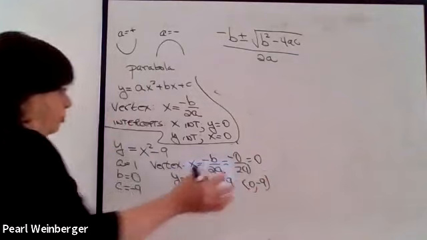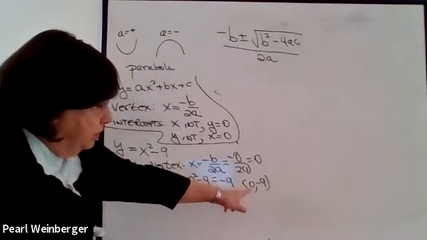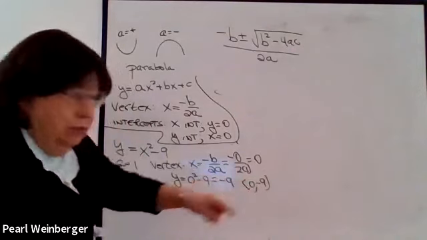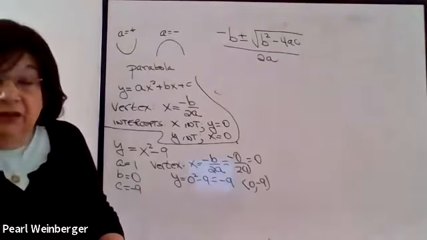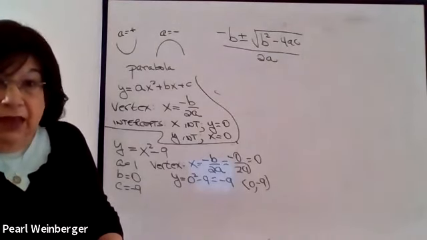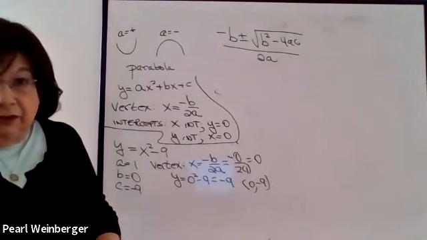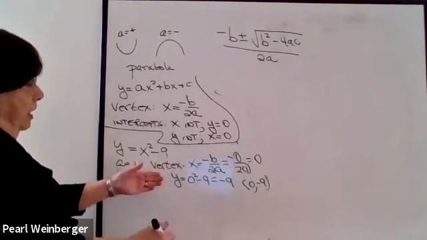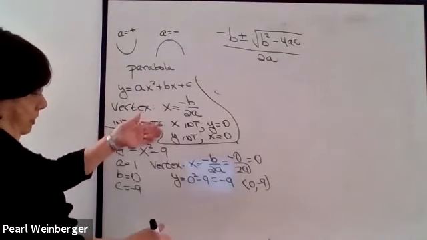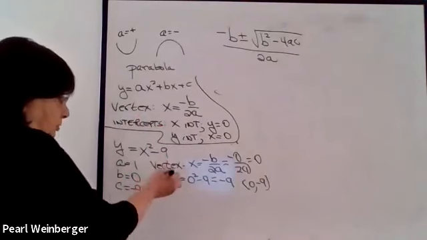It happens also to be the y-intercept, because I know when the x is 0, the other number is the y-intercept. This parabola actually has its vertex on the y-axis. So we've actually accomplished 2 things. We found not only the vertex, we found the y-intercept.